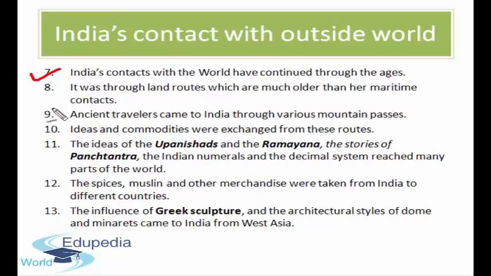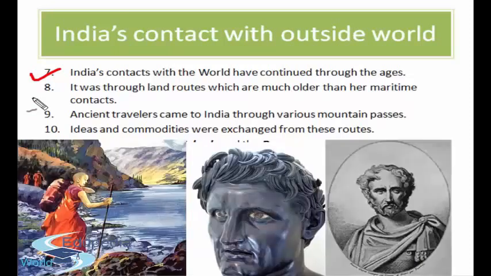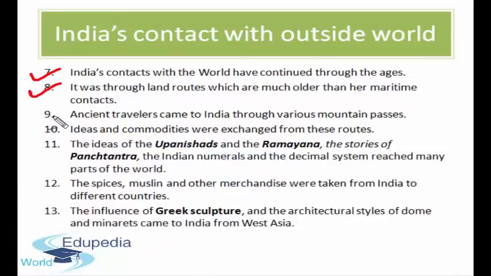Now India's contacts with the world have continued through the ages. So if you look at Indian history, all the foreign travelers that visited India in the ancient and medieval times, people like Fahian, then Seleucus Nicator, Megasthenes, all these people came to India through land routes. Because at that time, sea route was very dangerous, unexplored. So people at that time preferred land routes. Hence we can also say that land routes are much older than water routes.